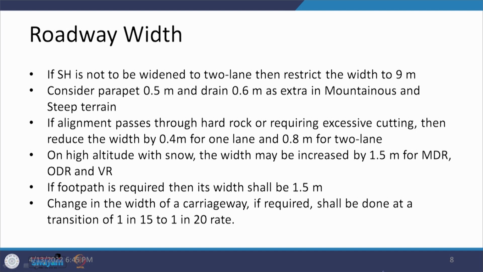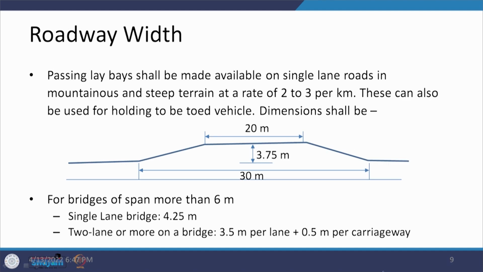If we are going to provide a footpath, because there is a lot of pedestrian activity and developmental activity on the side of a road, then the footpath should be 1.5 meters wide. Now, another thing is the change in the width of a carriageway, if required, it shall be done at a rate of 1 in 15 to 1 in 20. That is the same rate which we have talked previously also, except for the expressway where we talked the rate as 1 in 50.